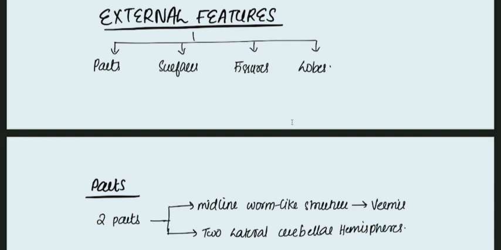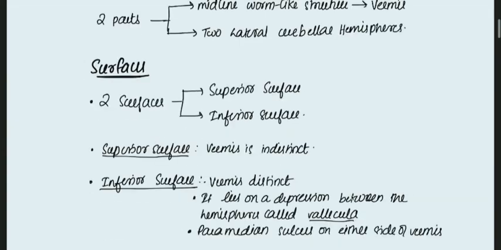The external features can be studied under the following headings. First we have the parts of cerebellum, then the surfaces of cerebellum, the fissures and the lobes of cerebellum. The parts. The cerebellum has two parts. It has a midline worm-like structure which is known as the vermis, and on either side of the vermis you have the two lateral cerebellar hemispheres.